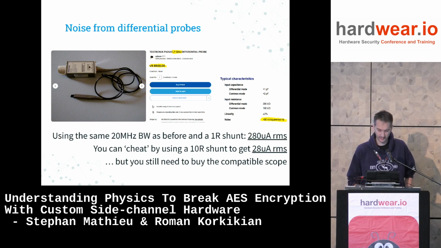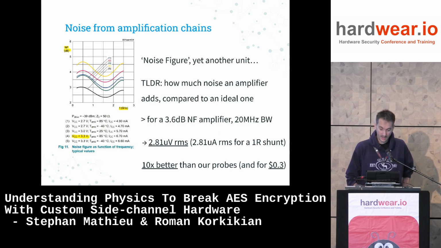Still, you need the fancy oscilloscope that comes with it. Amplification chain. If you remember the diagram I keep showing, you have something that is measuring the current, and maybe you need to amplify whatever that something is outputting. So you have amplifiers. Just to make stuff more fun, they don't mention microamps RMS noise. They just mention a noise figure.